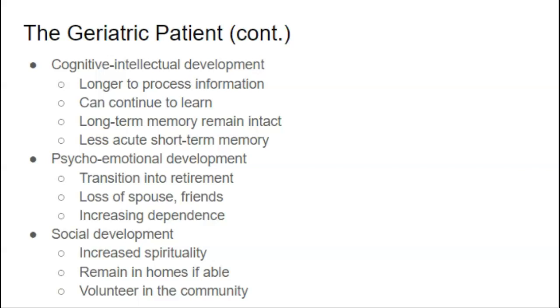We can also see some cognitive or intellectual developmental changes. It can take a little bit longer to process information. They certainly can learn, but they usually lose their acute short-term memory first. Long-term memory tends to remain intact for quite a while, even with Alzheimer's patients, even in their second stage. When they really are struggling with their short-term memory, they will a lot of times maintain great portions of their long-term memory.